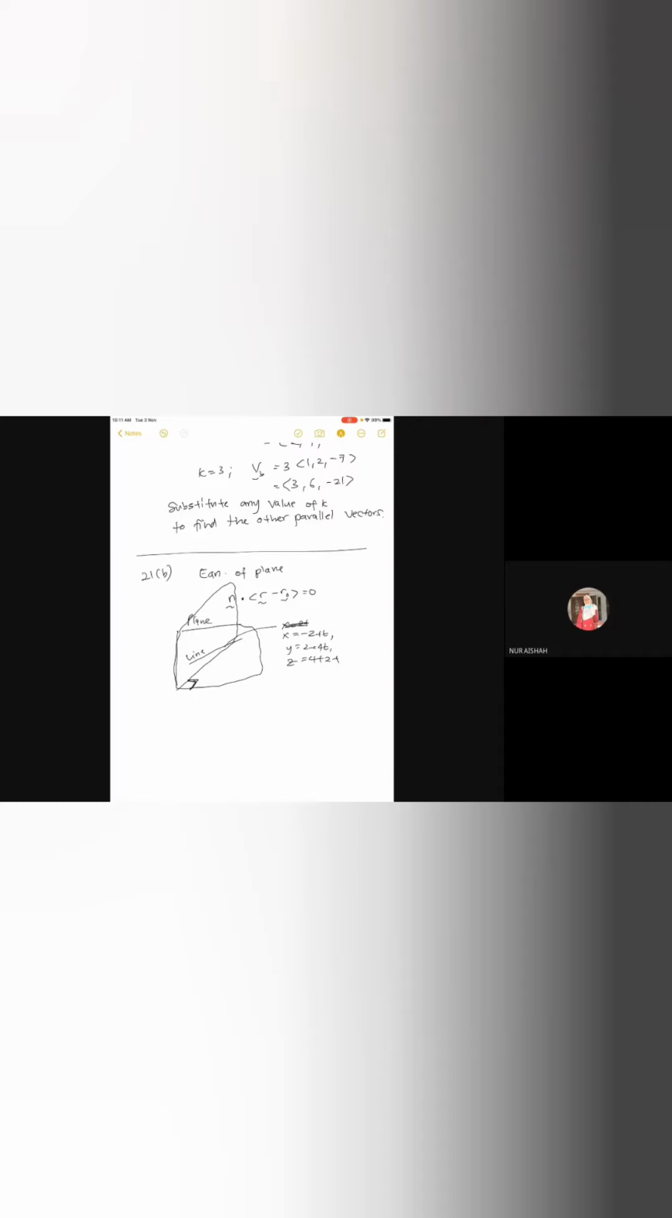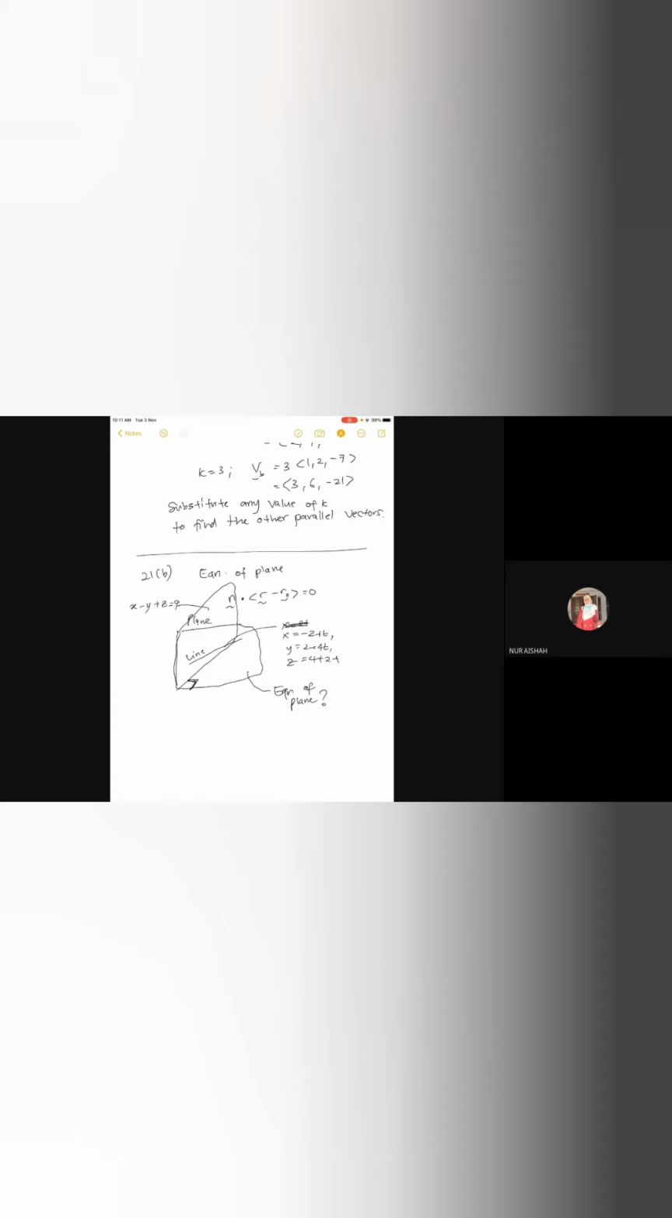Okay, so now we want to find the equation of this plane, right? The equation of the plane. What is it? And the equation of the upper plane has already been given, which is x minus y plus z equals to 9.